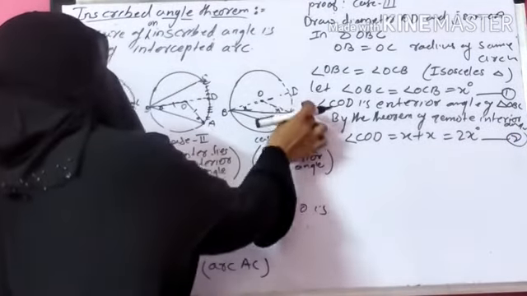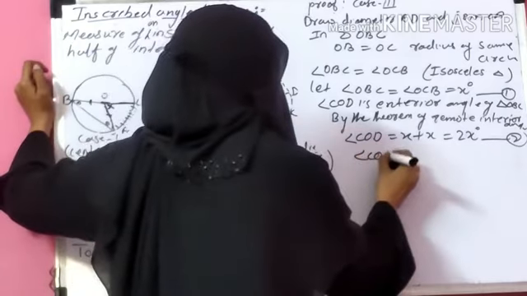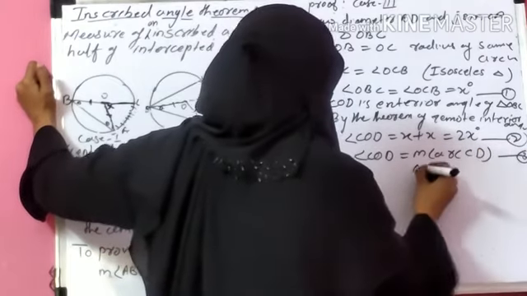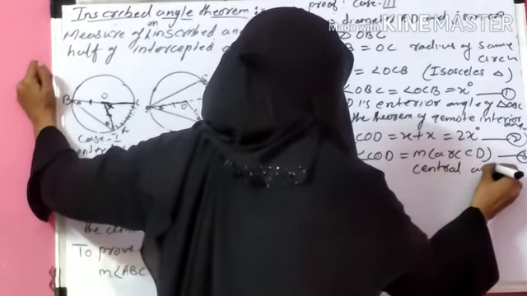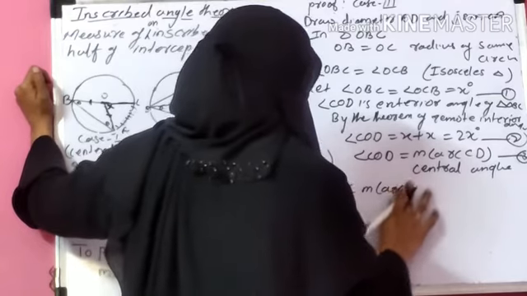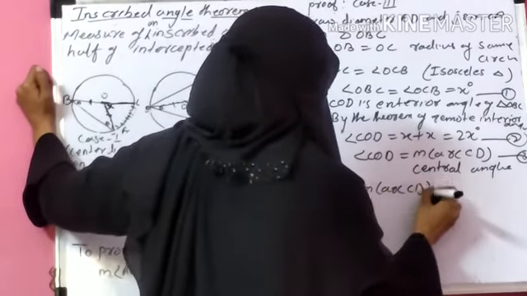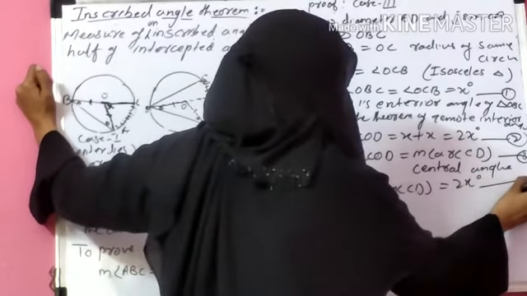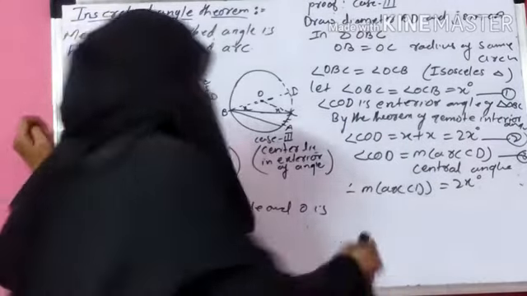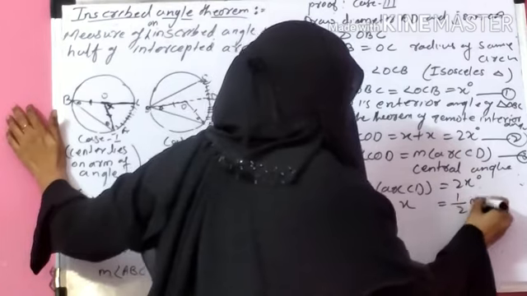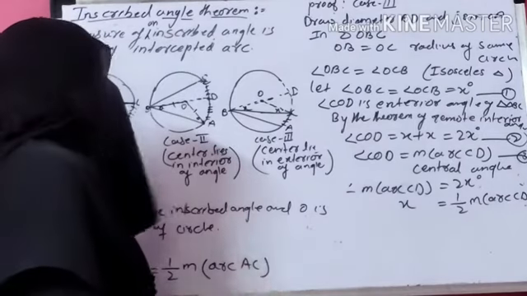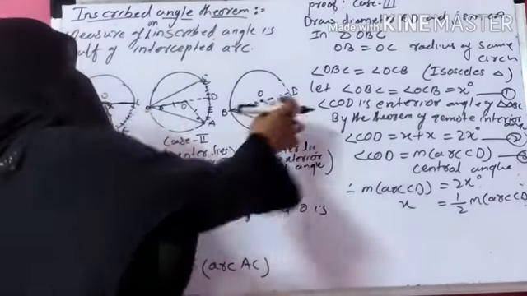And the measure of arc CD is equal to the measure of angle COD, since it's a central angle. Give it number 3. So therefore the measure of arc CD is equal to 2x degrees. Give it number 4. Got it? So x is equal to half of the measure of arc CD.